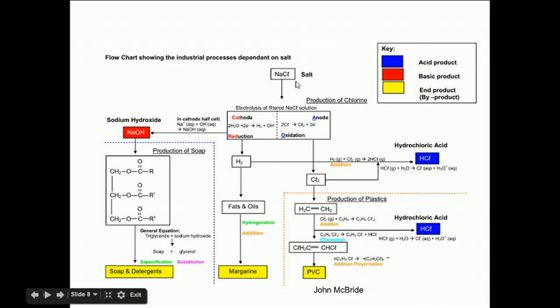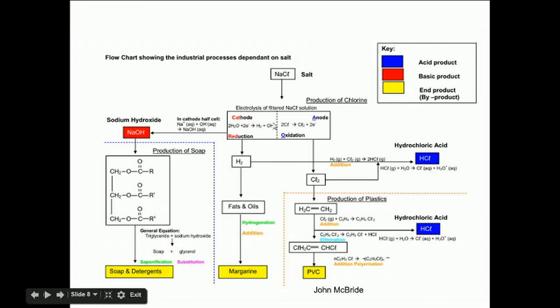But right at the top here, we've got salt, which we had in the previous picture. So salt, which we can get from the sea, is one of the most important resources that we get from the environment. From salt we can make margarine, we can make plastic, we can make soap. And that all starts by breaking the salt up using an electrolytic cell into sodium and chlorine. I'm sorry, into hydrogen and chlorine.